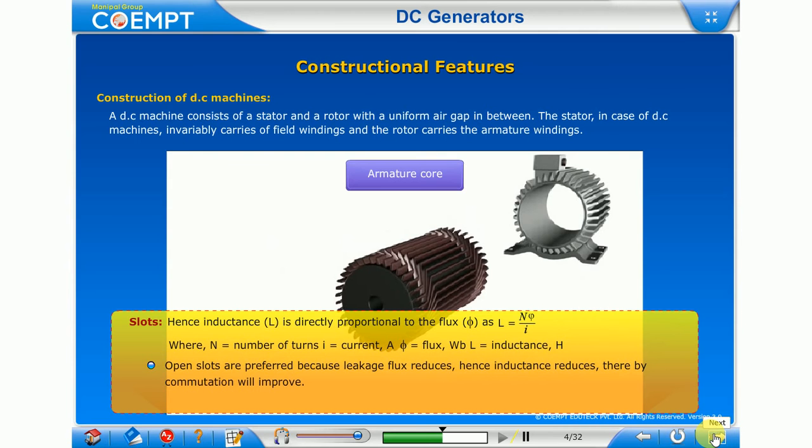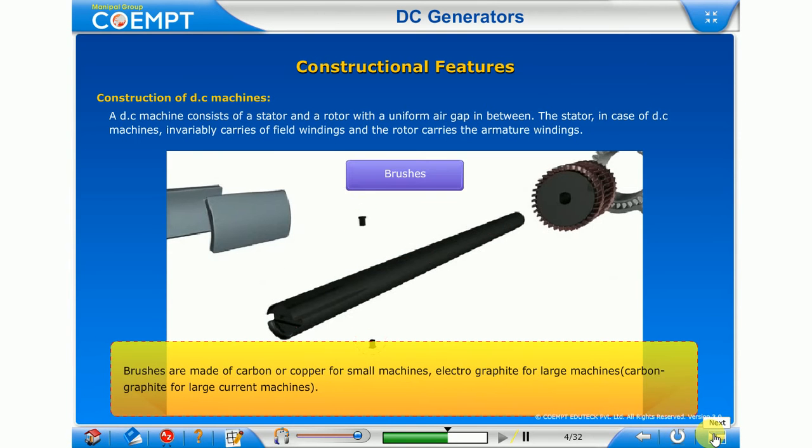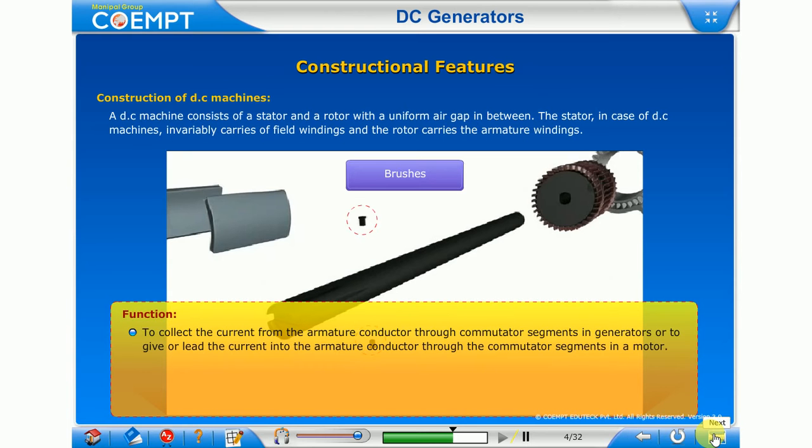Brushes. Brushes are made of carbon or copper for small machines, electrographite for large machines, carbon graphite for large current machines. Function. The main function of brushes is to collect the current from the armature conductor through the commutator segments in a generator or lead the current into the armature conductor through commutator segments in a motor.